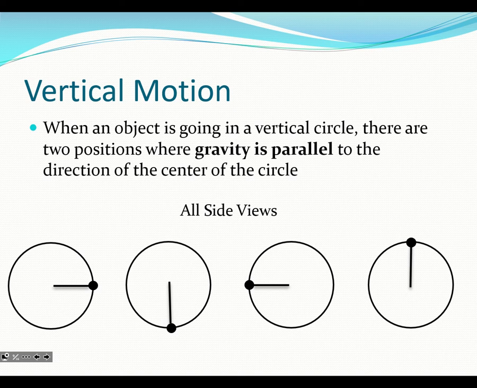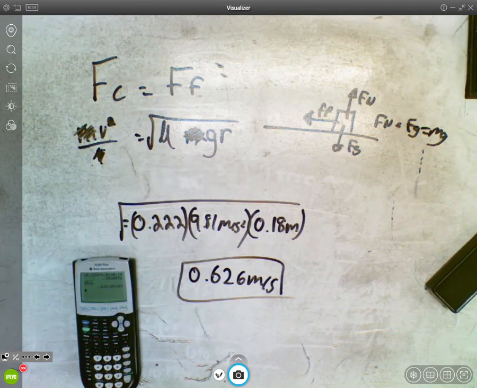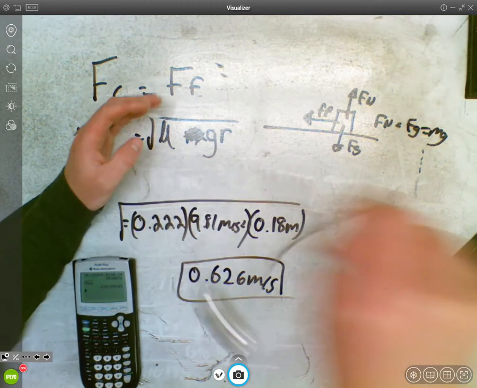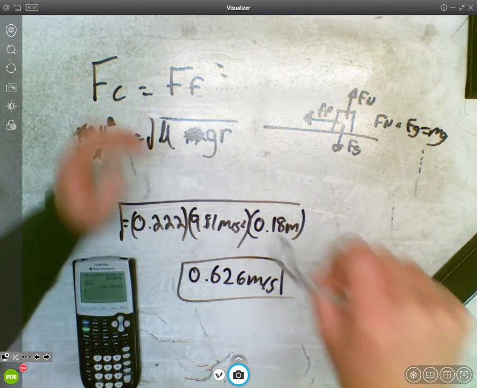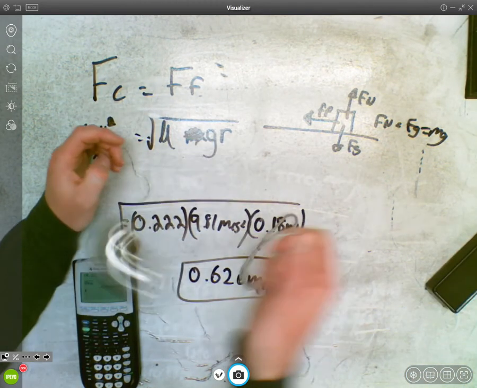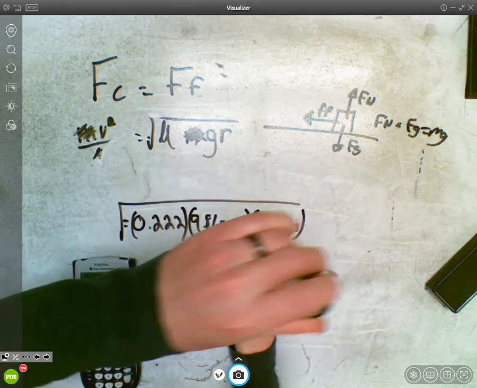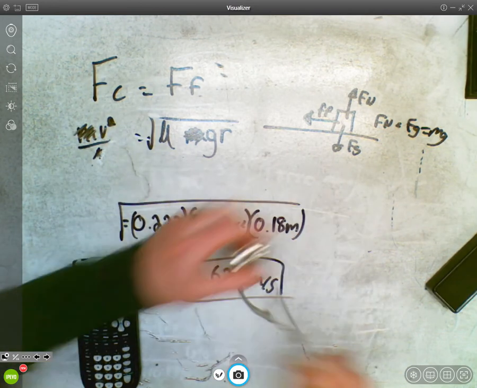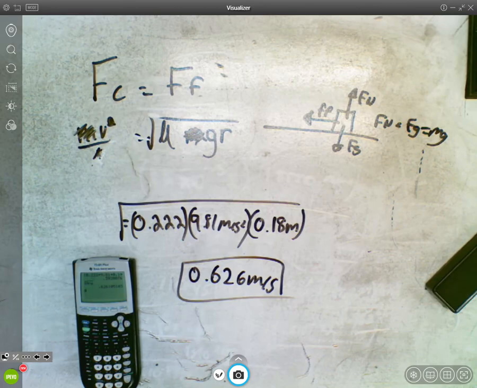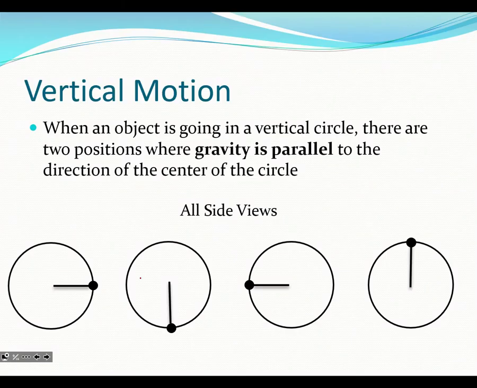Let me switch to my camera. When we're talking about a horizontal circle, we're talking about something spinning like this. When we're doing a vertical circle, we're talking about something spinning like this, upwards like that. That's a vertical circle. So these are all side views here. Think of this as like a loop-the-loop on a roller coaster.